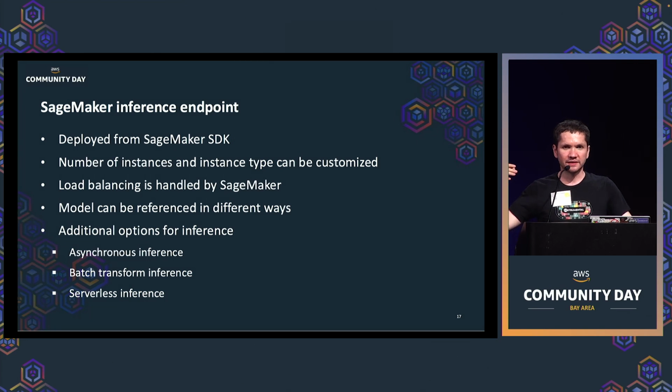So now let's take a look at each of the options. First let's take a look at the different options, and then I will show you how we can deploy the same model, Llama 3 8B, using different options. The SageMaker inference endpoint is a pretty standard way to host any machine learning model using SageMaker. It can be deployed from the SageMaker SDK. You can customize the number of instances or instance type. Load balancing is handled by SageMaker, which is nice, because managing load balancing is usually hard. And you can deploy inference in multiple ways: real-time, asynchronous, batch transform, or serverless.